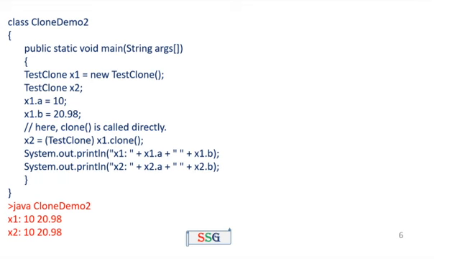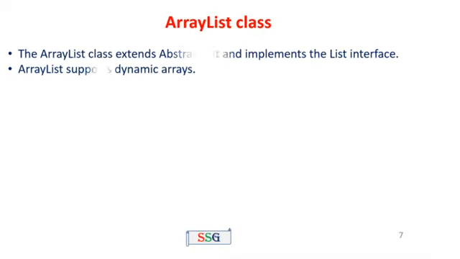There are two ways to implement the cloning concept. One is to call the method, the second one is to override the clone method. So that's all. The next topic is ArrayList.